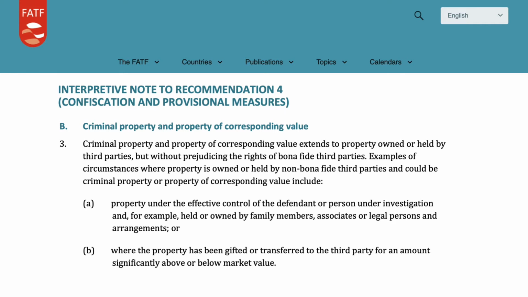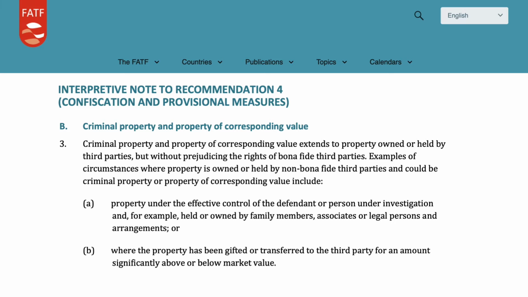Interpretative Note 3 concerning criminal property and property of corresponding value stipulates that criminal property and property of equivalent value encompass assets owned or held by third parties, while safeguarding the rights of bona fide third parties. Situations where property owned or held by non-bona fide third parties could be considered criminal property or property of equivalent value include: a. Property effectively controlled by the defendant or person under investigation and held or owned by family members, associates, or legal entities and arrangements. Or b. Property that has been gifted or transferred to the third party for a price significantly above or below its market value.